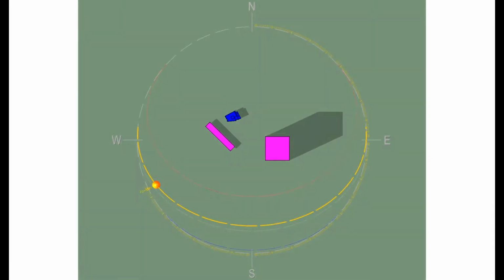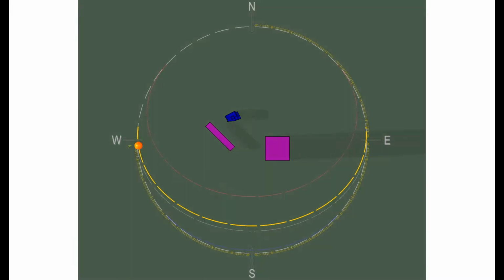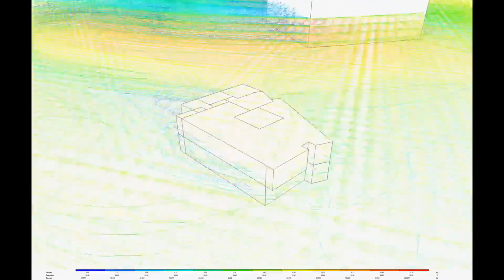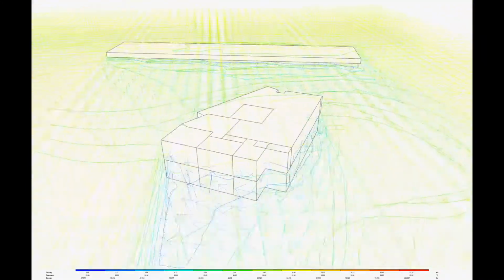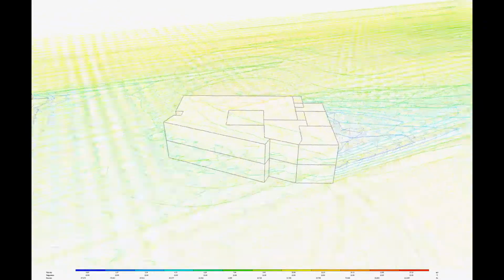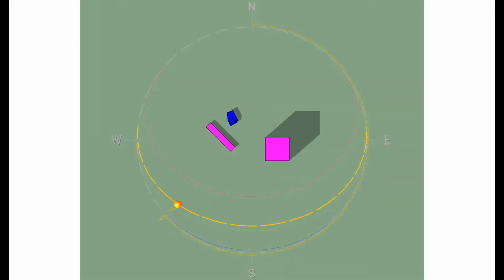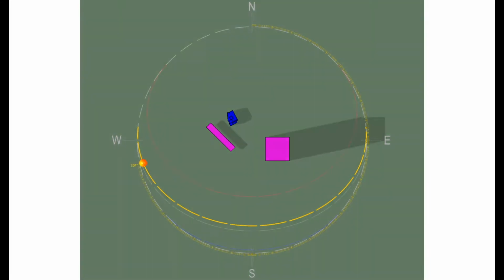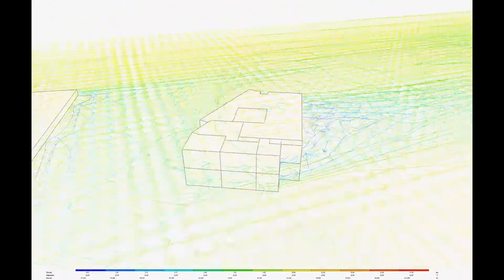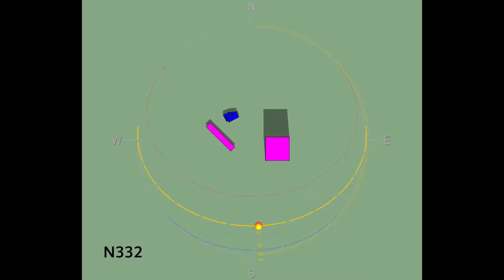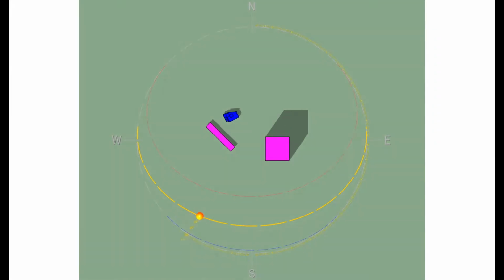Suncast analysis. External wind analysis. 42 degrees from north. Suncast analysis. 32 degrees from north. Suncast analysis.